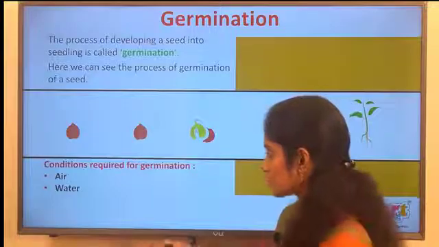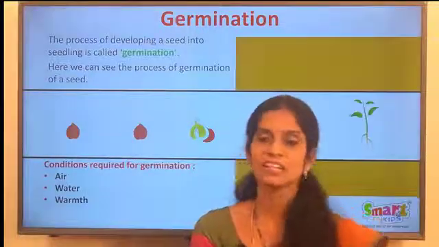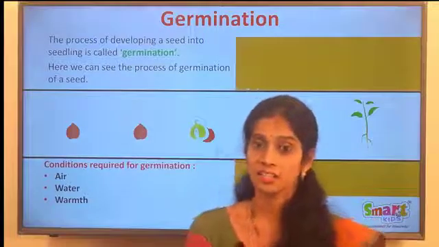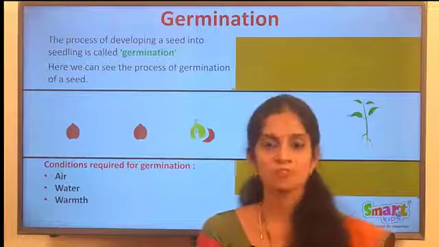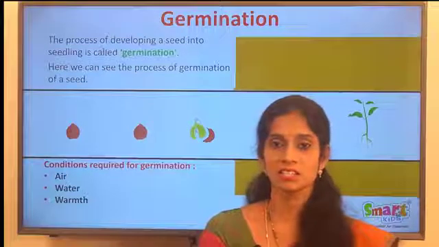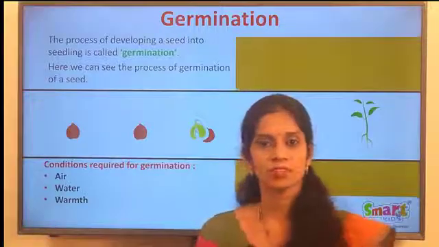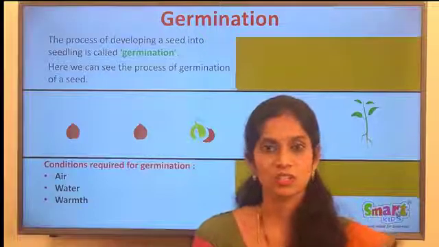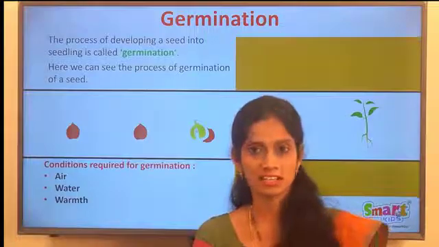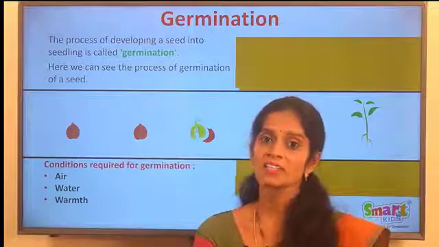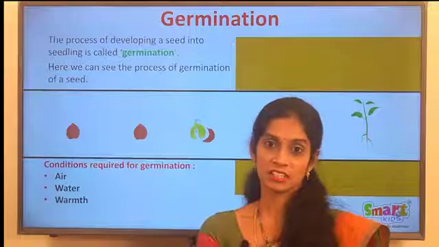Okay. And the next one is warmth. Where do we get warmth? We get warmth from the sunlight. But the seeds do not need sunlight to grow. They need only warmth. If you keep the seed in the soil and keep that pot inside your room, you can observe the germination. You can observe small seedlings coming out. Inside your house, is there sunlight? No, but some warmth will be there. That is enough for the seed to germinate.